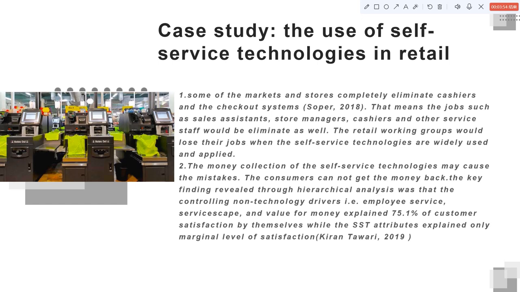The key findings, through hierarchy analysis, show that the non-technology drivers, such as employee service, employee escape, or value for money, explained 75.1% of consumer satisfaction by themselves. However, consumers are not so satisfied with the use of self-service technologies.